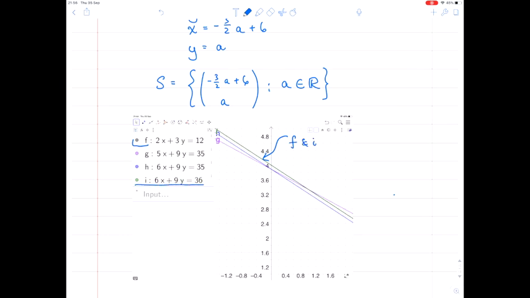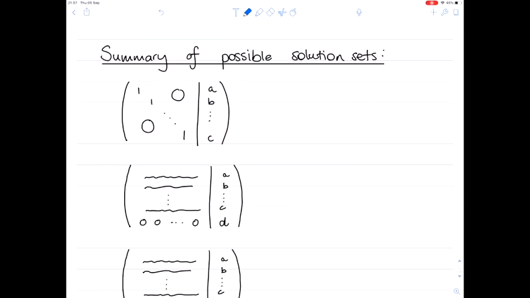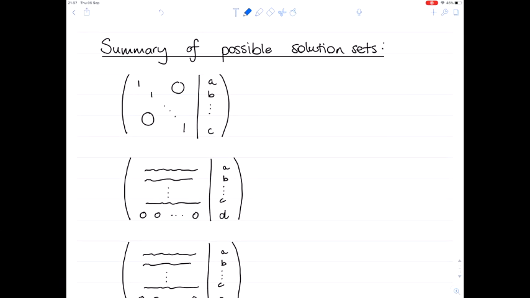So we're looking at these two equations. And the equation of this line that they both lie on is this equation over here. So we're just writing it in a slightly different way. When we write our solution set like this, we're basically saying each of these points over here has the form minus 3 over 2a plus 6, a, for some a in real numbers. So there we've seen, just using two equations and two unknowns, how the three possible solution sets arise. So our summary looks like this.